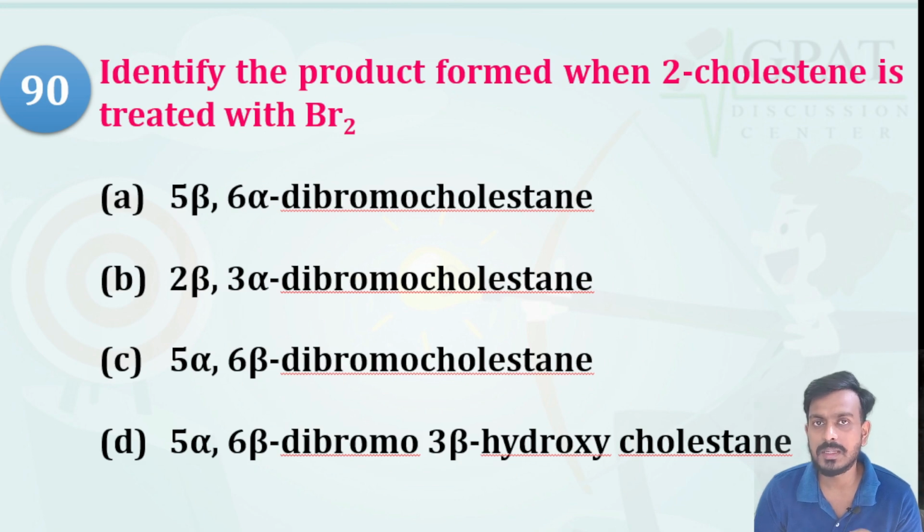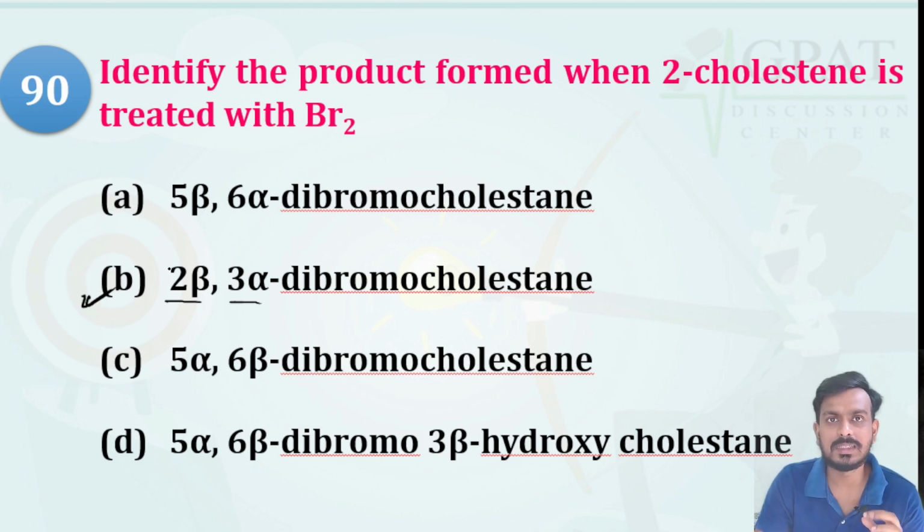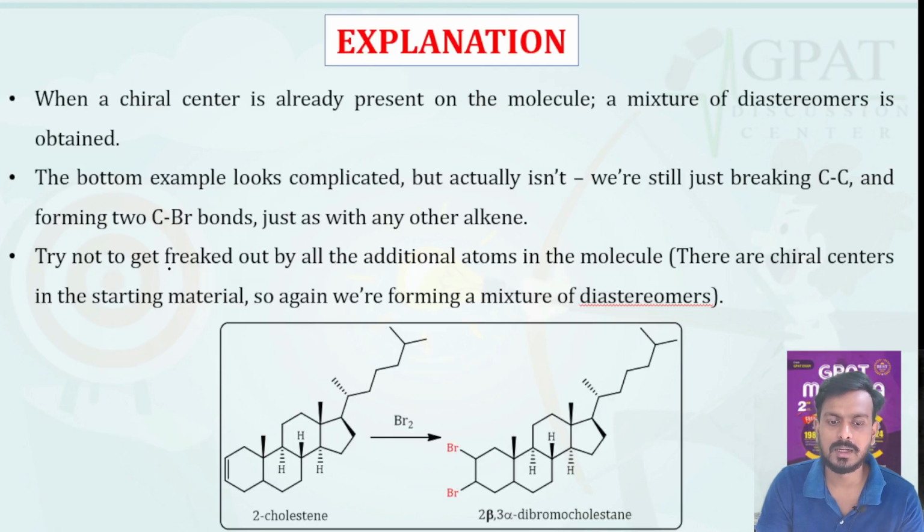So cholesterol is a derivative having a nucleus of cyclopentane perhydrophenanthrene ring, a sterol ring. So what will happen if cholesterol is treated with bromine? When cholesterol is treated with bromine, there will be a formation of 2 beta, 3 alpha dibromocholesterol. Okay, how will this form? Let's see from this chemical reaction.